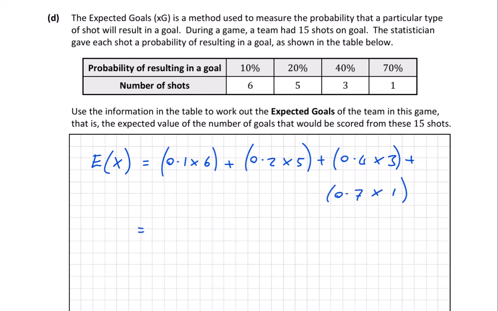So you do each of those. 0.1 times 6 is just 0.6. 0.2 times 5 is 1. 0.4 times 3 is 1.2. And 0.7 times 1 is just 0.7. Add those and you'll get an expected value of 3.5 goals. And that's it for question 7. Okay, next question.